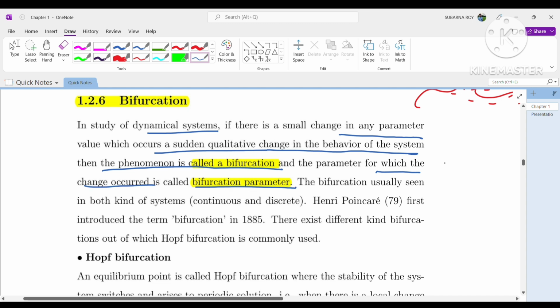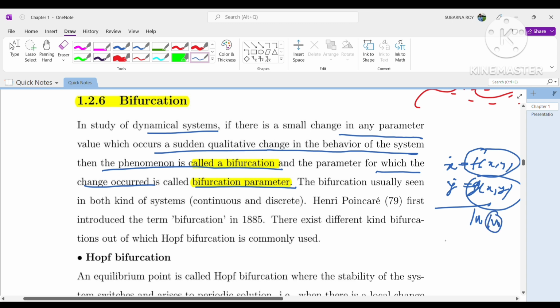So, take a dynamical system x dot equal to a function f of x, y and y dot equal to a function g of x, y. So it contains a number of parameters. Suppose mu is a parameter. If we change the value of mu and a qualitative change occurs in this dynamical system, then the phenomenon is called bifurcation, and this mu is called the bifurcation parameter.